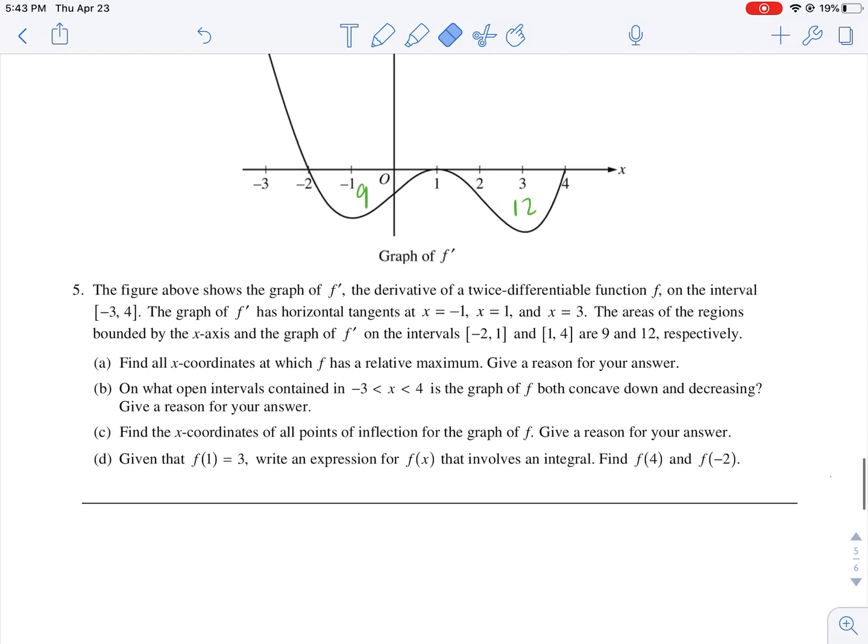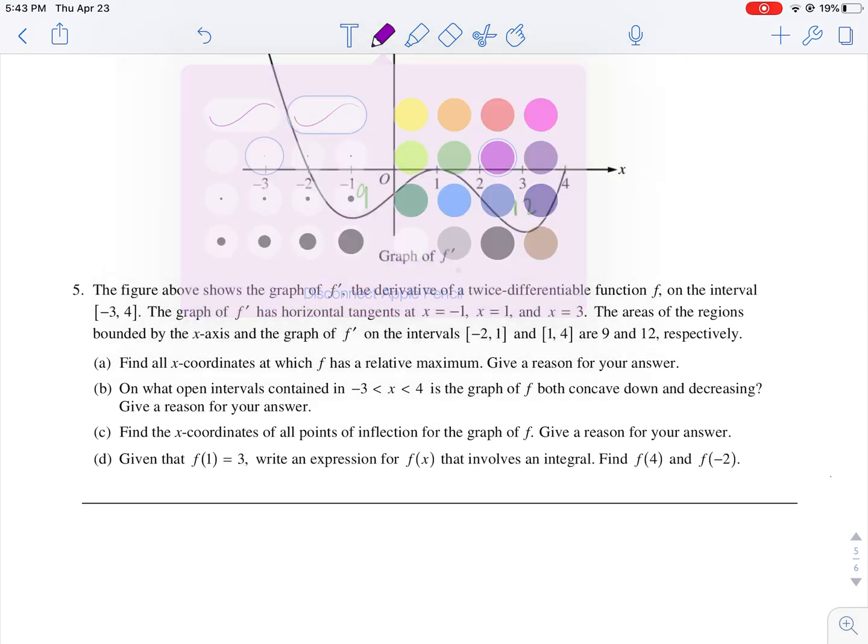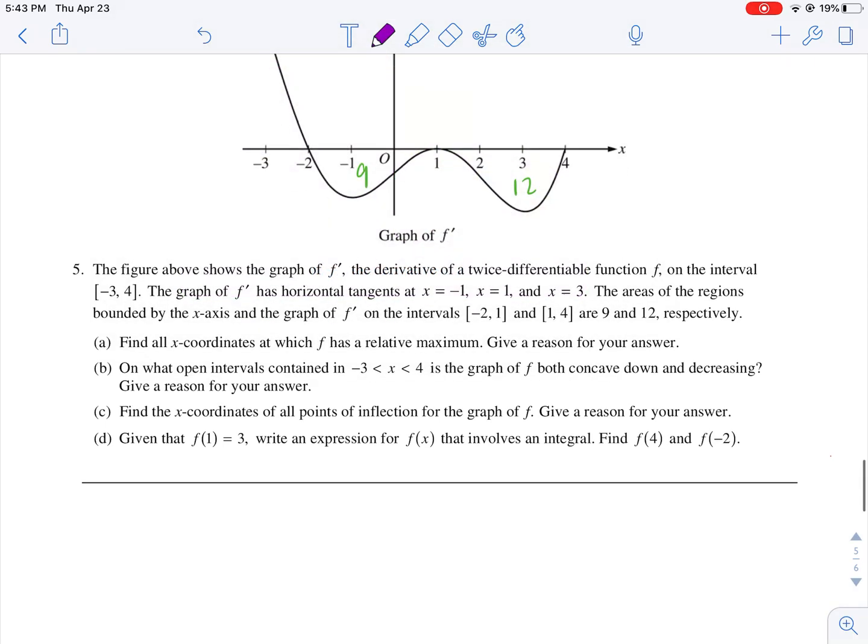And part D, given that f of 1 equals 3, write an expression for f of x that involves an integral. Find f of 4 and f of -2. So this is one of those very typical questions where we can do the integral of f prime. I'm going to use t in here and do my bounds from, I'm going to choose 1 up to x, okay? And this equals f of x.